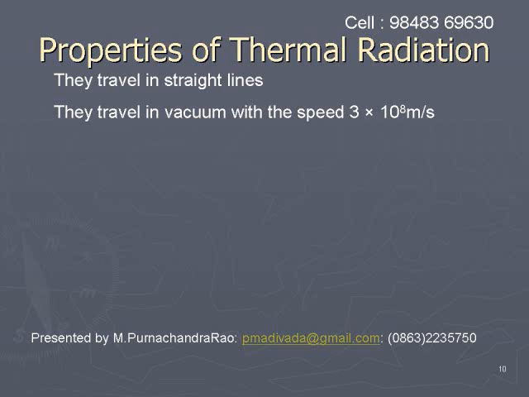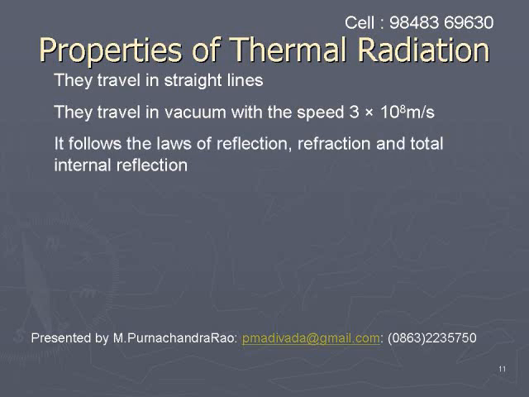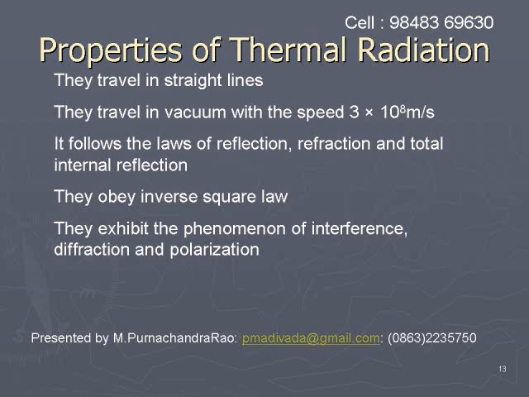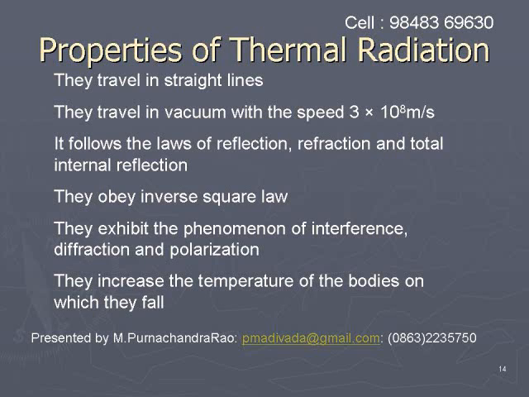They travel in straight lines. They travel in vacuum with the speed 3 into 10 to the power of 8 meters per second. They undergo reflection, refraction and total internal reflection. They obey inverse square law. They exhibit the phenomenon of interference, diffraction and polarization. They increase the temperature of the bodies on which they fall. They are detected using thermopile and bolometer.